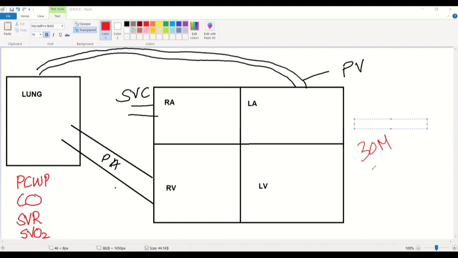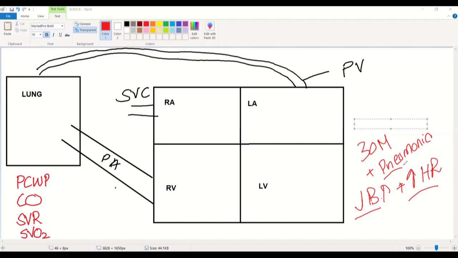30-year male, diagnosed with pneumonia, right? He has typical symptoms of pneumonia. Comes in emergency with decreased blood pressure on examination and heart rate is increased, right? Blood pressure is decreased, heart rate is increased, typical feature of the pneumonia, 30-year male, right?